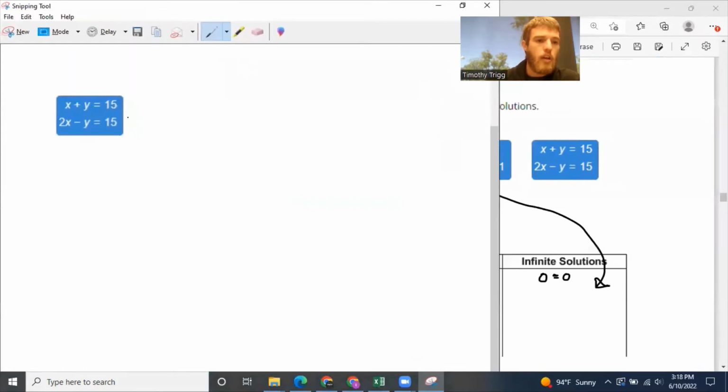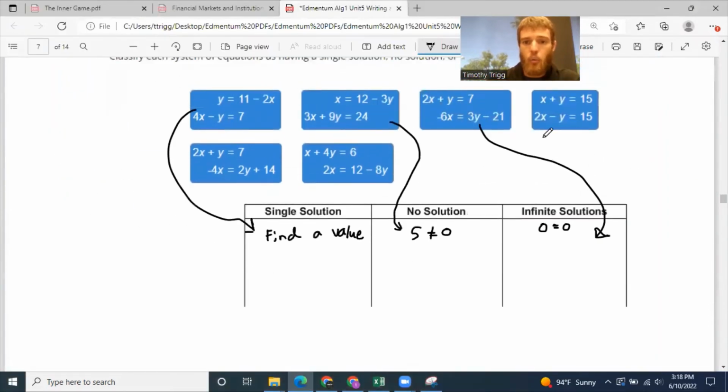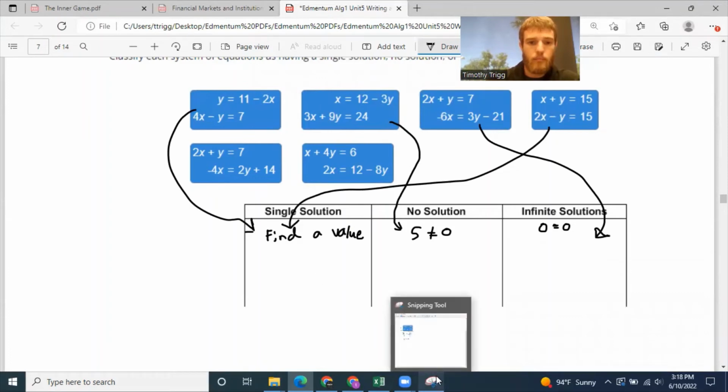Okay. So here, this is actually the easiest one. These are already set up to eliminate. If I add it together, that gives me 3x. These eliminate, equals 30. I can divide both sides by 3 to get x by itself. Here I'm actually finding a value for x, aren't I? I found that x is 10. So if I find a value for either x or y, that tells me there is one solution. Alrighty. Next one.